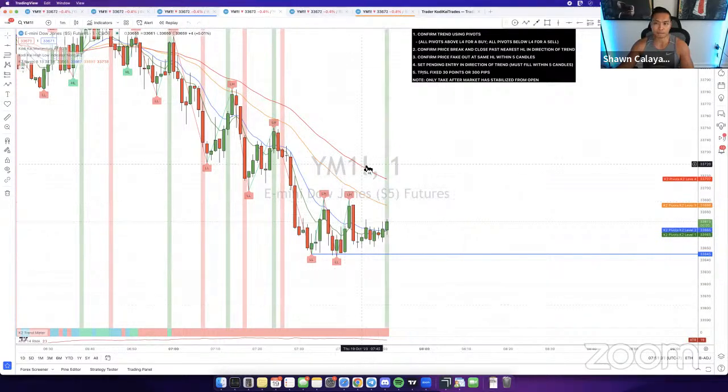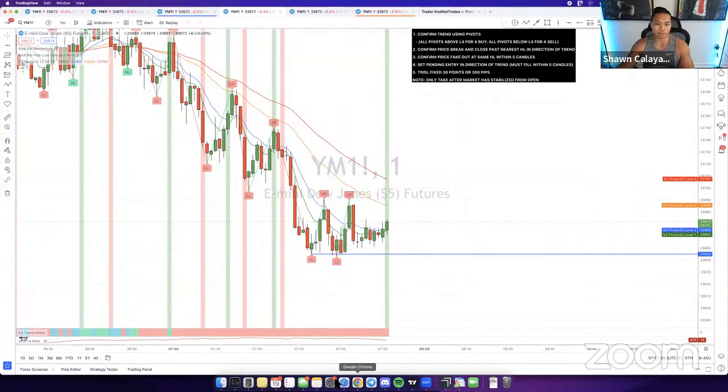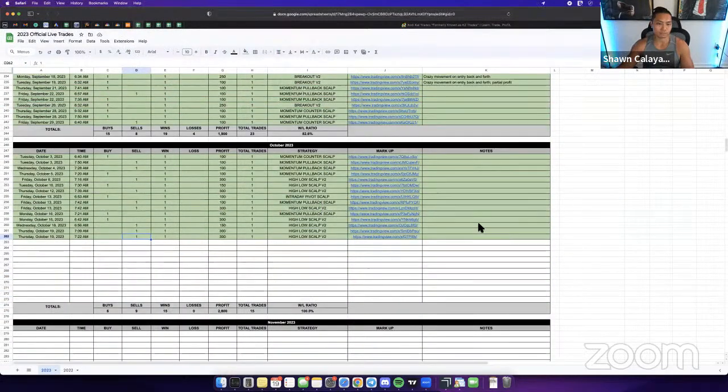But yeah, guys, other than that, I think that's about it for the day. So if you guys have any questions, feel free to reach out. If you guys have profits to post, feel free to post them over here under team profits. I think I've updated my spreadsheet already for today. So we're on a pretty good win streak, guys, for October. We haven't lost any trades this month so far, any official trades at least. I've taken about 15 trades. It says right here 15 wins.